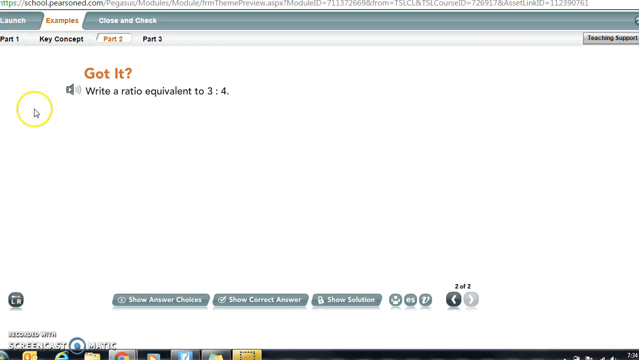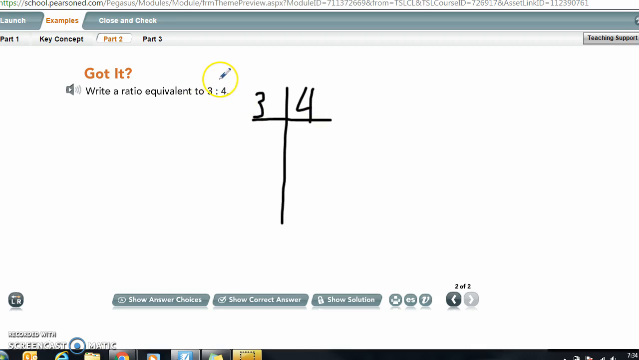So go ahead and write a ratio equivalent to 3/4. So if you need to draw a table, go ahead. So here's 3, here's 4. Okay, go ahead and write an equivalent ratio. Now you know this is in simplest form. So if you multiply 3 times 10, you're going to have to multiply 4 times 10. If you do 3 times 2, you'll have to do 4 times 2. Whatever you multiply one by, you must multiply the other by.